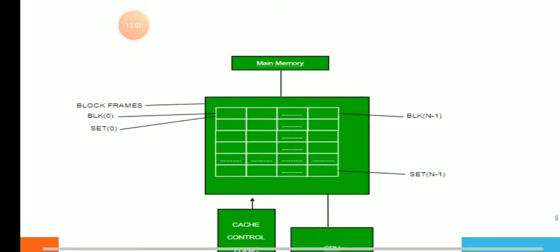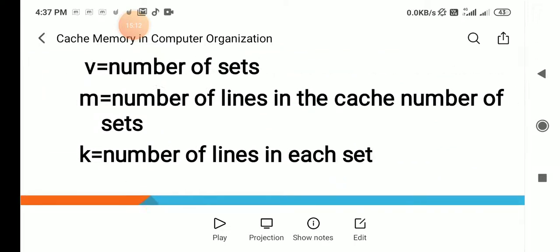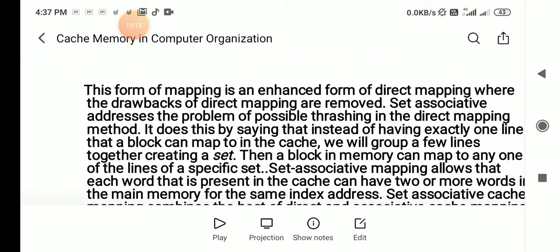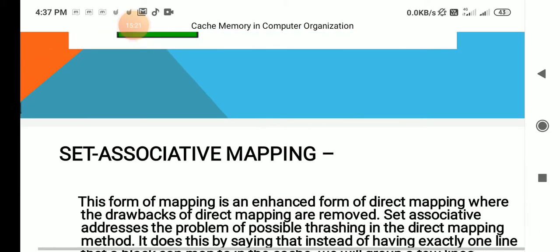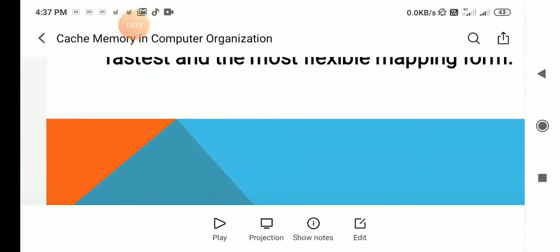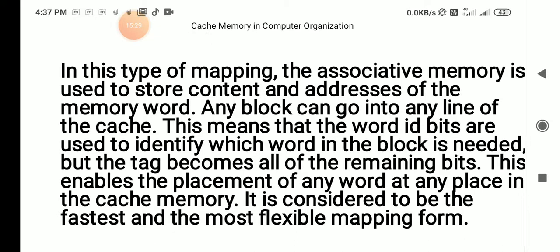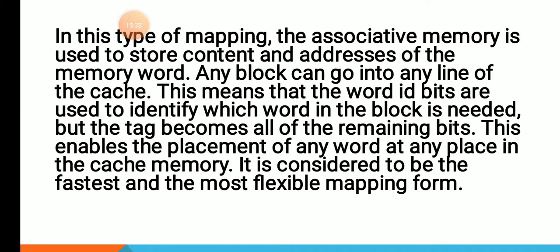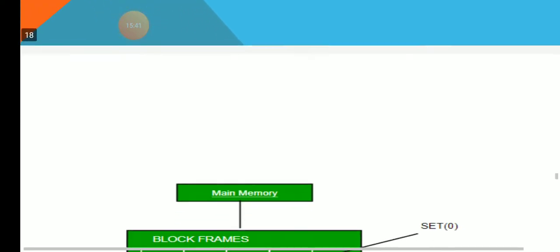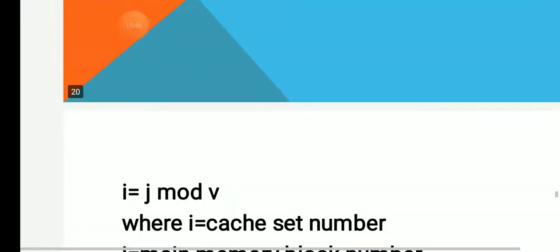But in associative mapping, in this type of mapping, associative memory is used to store the content and address of the memory word. Any block can go into any line of the cache. So whatever block of memory is there will go to any line in associative mapping. But in set associative mapping, each block of the memory will move to a specific set of that cache memory. So you can represent it in a diagram here.